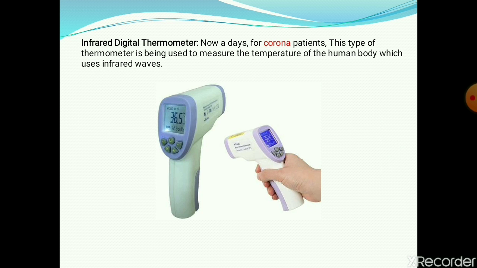Infrared digital thermometers. Nowadays, for corona patients, this type of thermometer is being used to measure the temperature of the human body, which uses infrared waves. Without touching the human body, we can measure the temperature of the person by using an infrared digital thermometer.